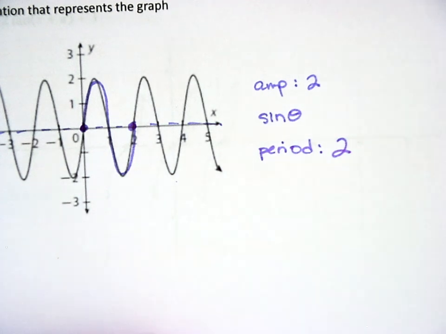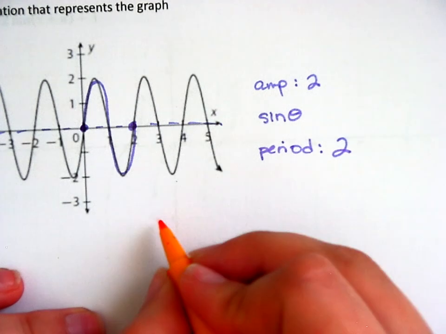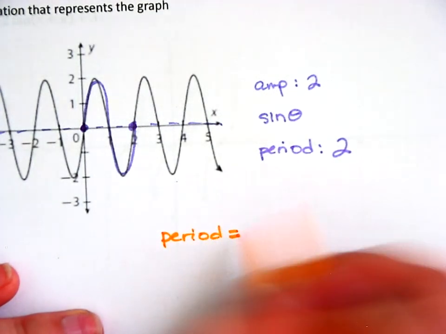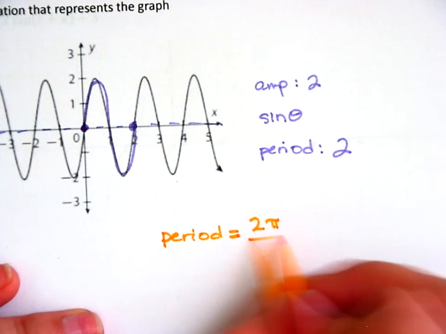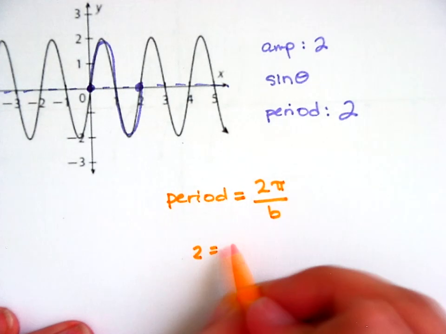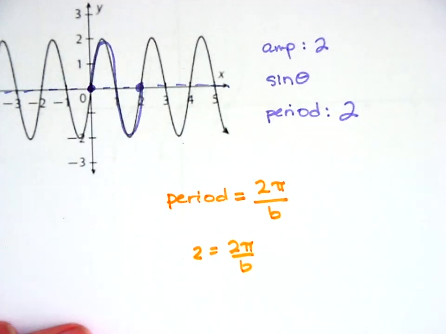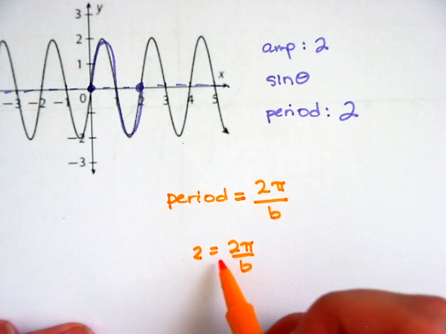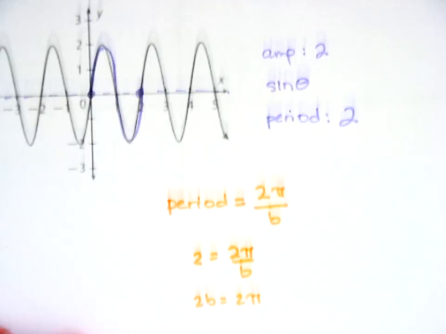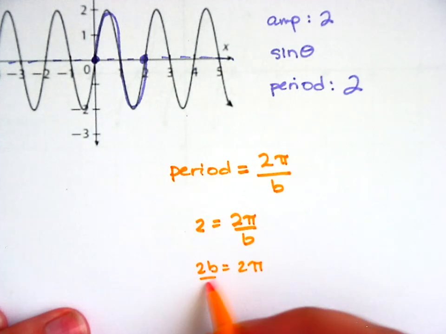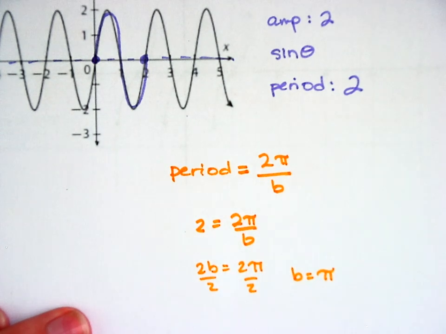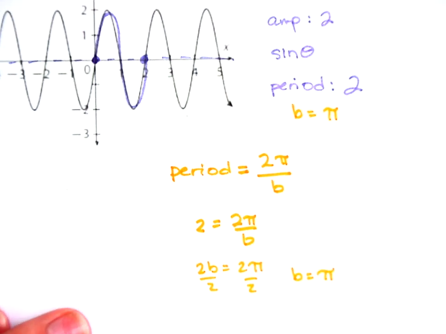So if you'll remember from when we wrote our equations with transformations, I found my new period by taking the old one, 2 pi, and dividing by b. Now I know what my new period is. It's 2. So let me write that in. Then we're just solving for b. So I'm going to multiply both sides by b. So I've got 2b equals 2 pi. And then we're going to divide by 2. So b is pi. So that's the number that's going to go into our equation. So b equals pi. All right.